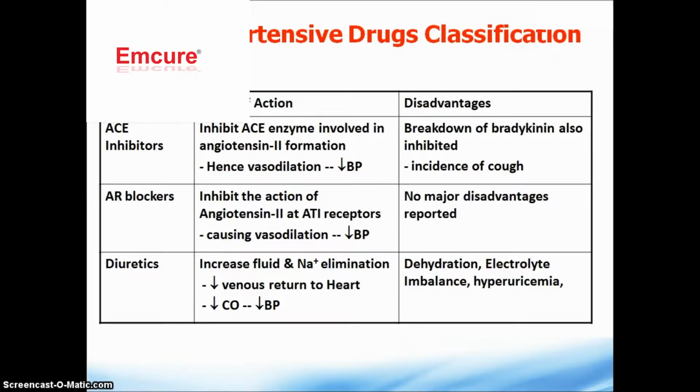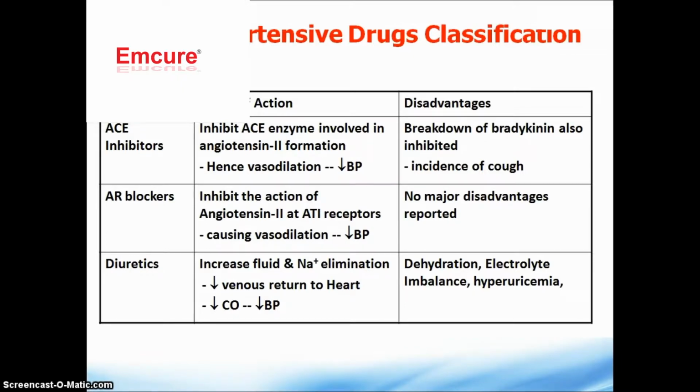Well, the ACE inhibitors are also termed as angiotensin converting enzyme inhibitors or blockers. They inhibit the ACE enzyme which is involved in the angiotensin II formation. Hence, they cause a vasodilation which finally reduces your blood pressure. Well, the disadvantage is that the breakdown of bradykinin is also inhibited, which can lead to an incidence of cough.